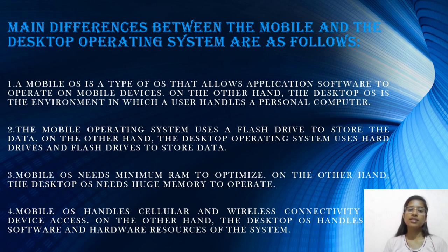The mobile operating system uses a flash drive to store the data. On the other hand, the desktop operating system uses hard drives and flash drives to store the data. Mobile operating system needs minimum RAM to optimize, whereas the desktop operating system needs huge memory to operate. The mobile operating system handles cellular and wireless connectivity device access. On the other hand, the desktop operating system handles software and hardware resources of the system.